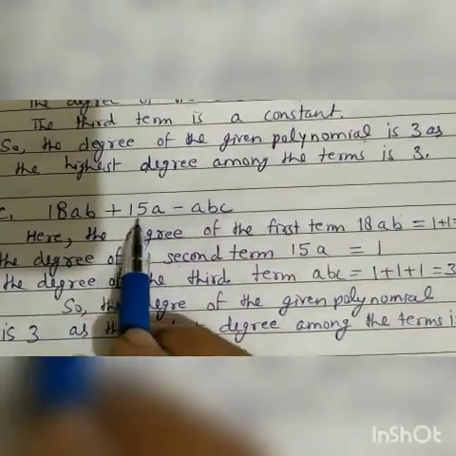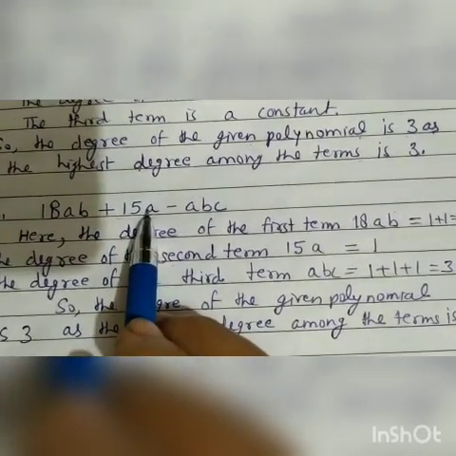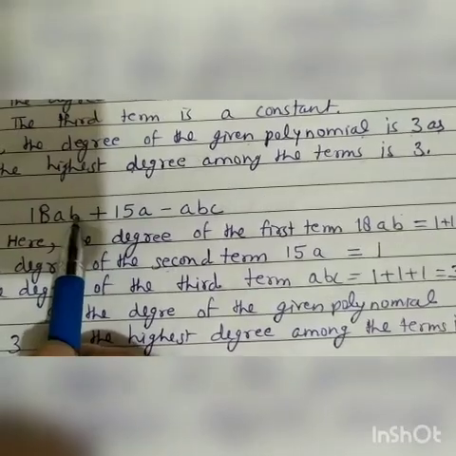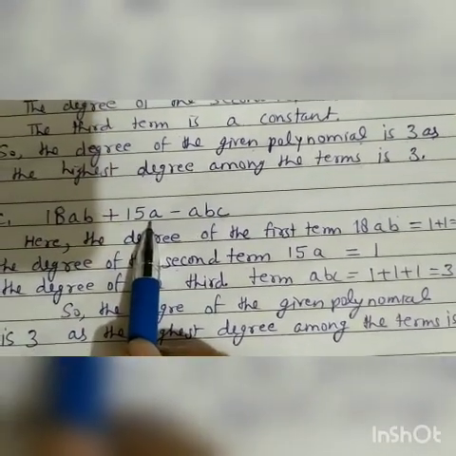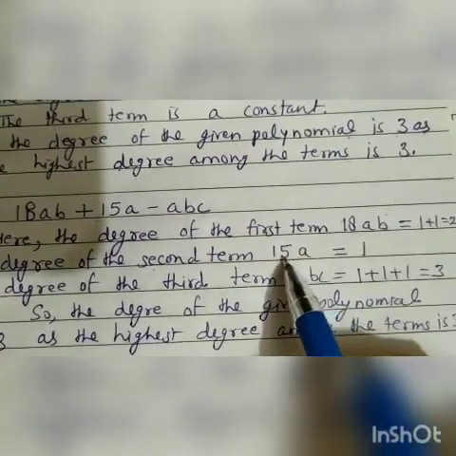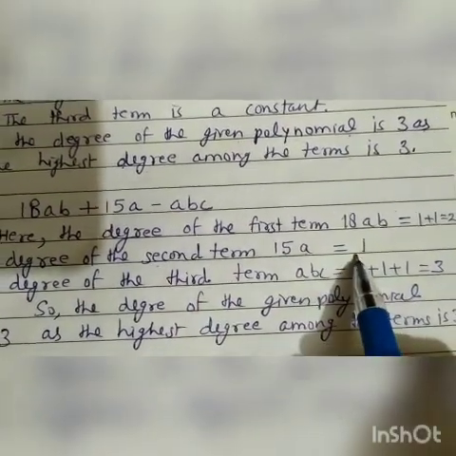What is the second term? The second term is 15a and there is only one variable. In the first term there are two variables a and b. In this second term there is only one variable, that is a, and the power of a is 1. So the degree of this second term is 1.